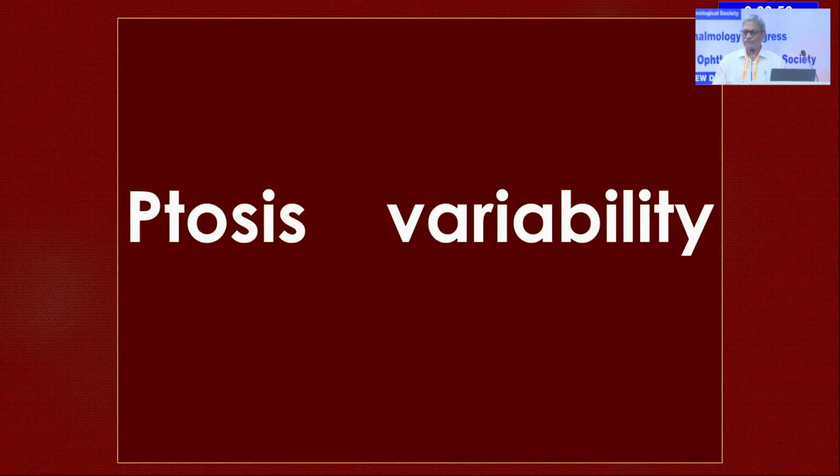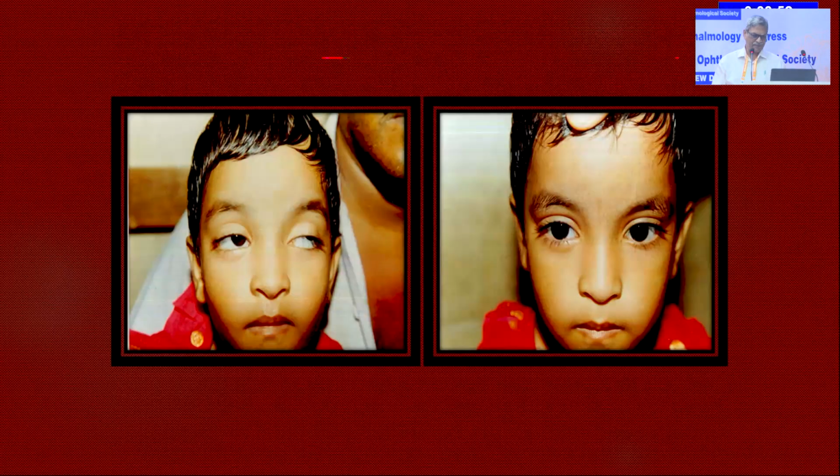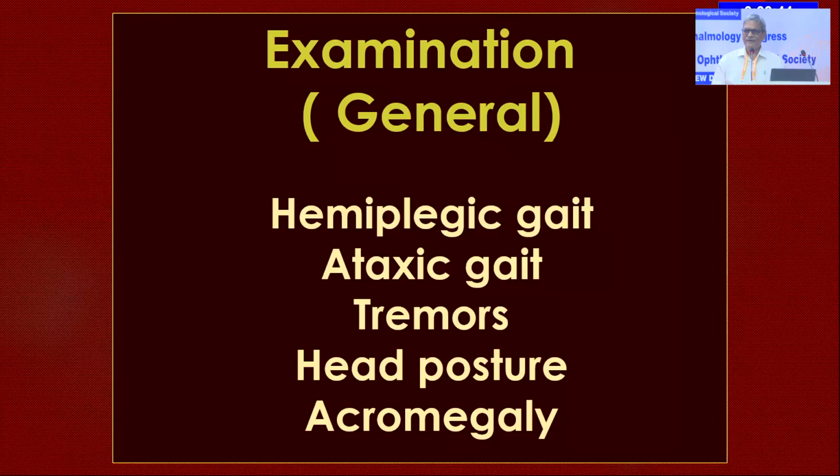Ptosis variable. Suppose a ptosis patient is there. Variability: straight away tell myasthenia. That's all. Can you see now here? One patient has been tested with neostigmine, and the ptosis improves.